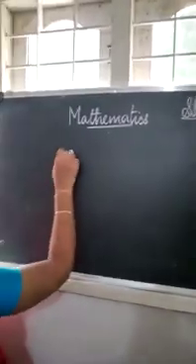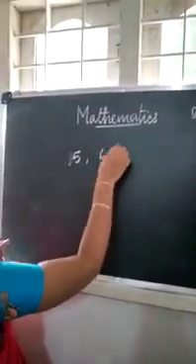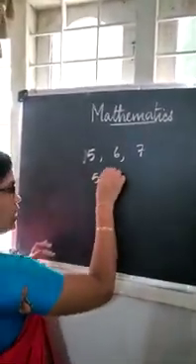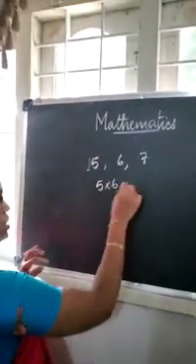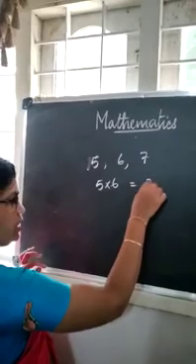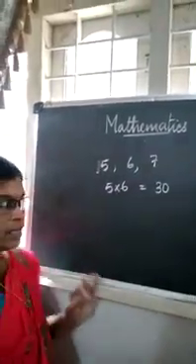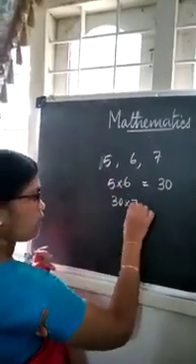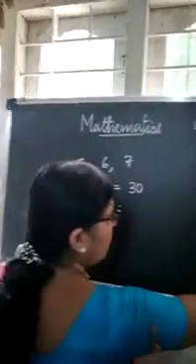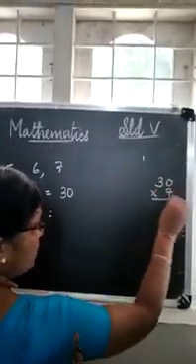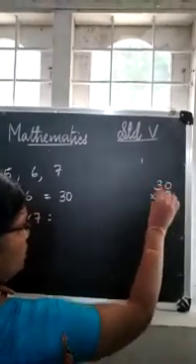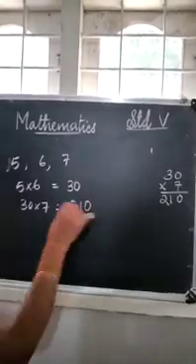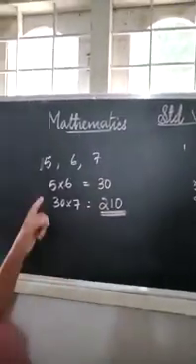See 3 numbers here, 5, 6, 7. 5 into 6 first we have taken. 5 6s are 30. Then 30 into 7. 7 into 0, 0. 7 3s are 21. So the answer is 210. The product is 210.